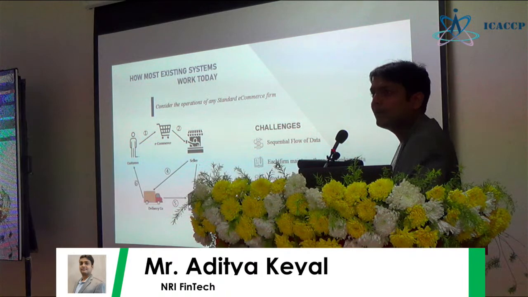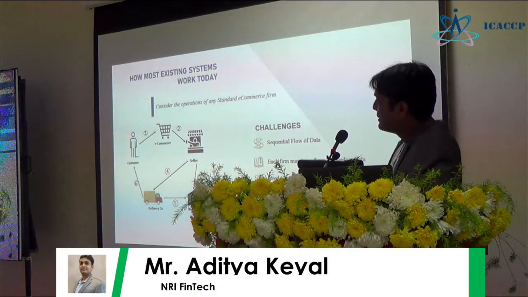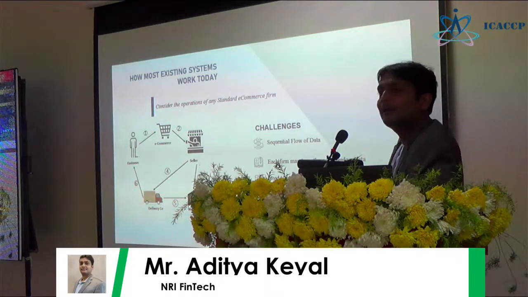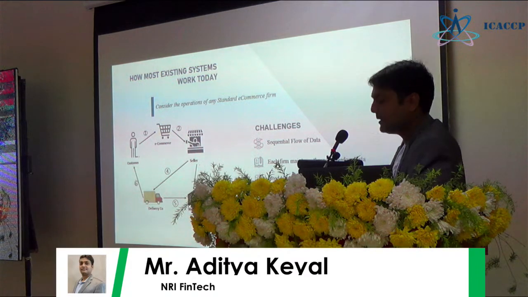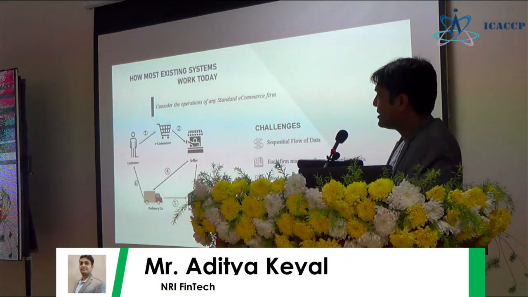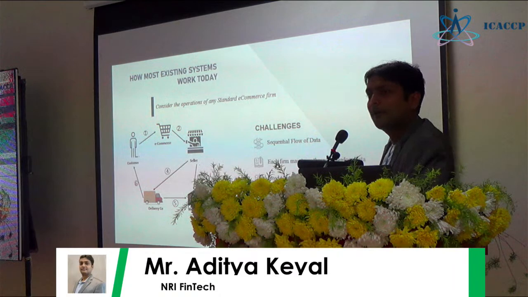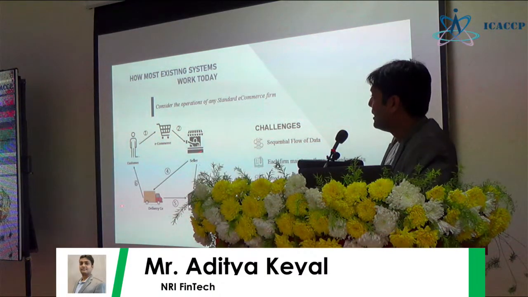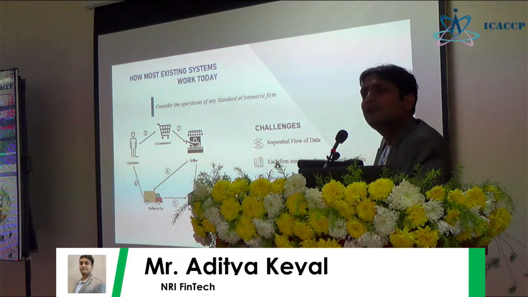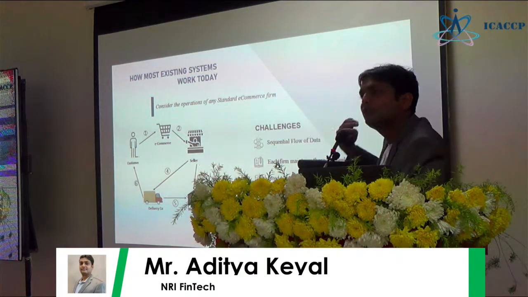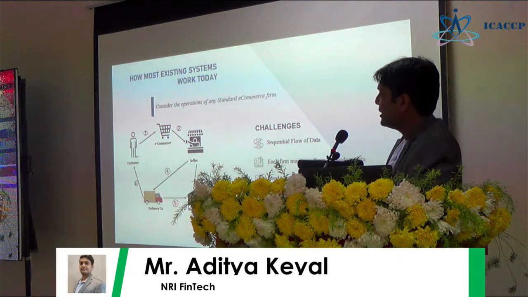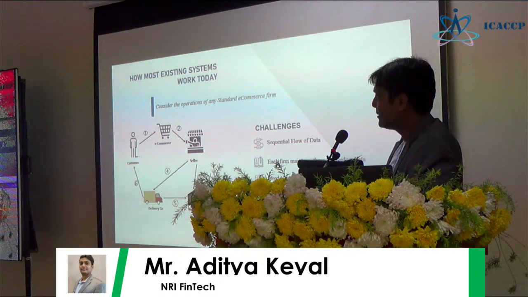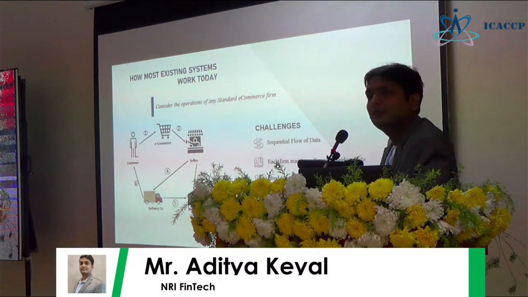What's happening? In a very simplistic world, first, the e-commerce portal informs the seller that there is an order for you. The seller checks his inventory and informs the warehouse that we need to pack this particular item. In parallel, he informs the delivery company that I have a shipment for you, please go and pick it up from my warehouse. The delivery company goes to the warehouse, picks up that item, brings it back and ships it to the customer.